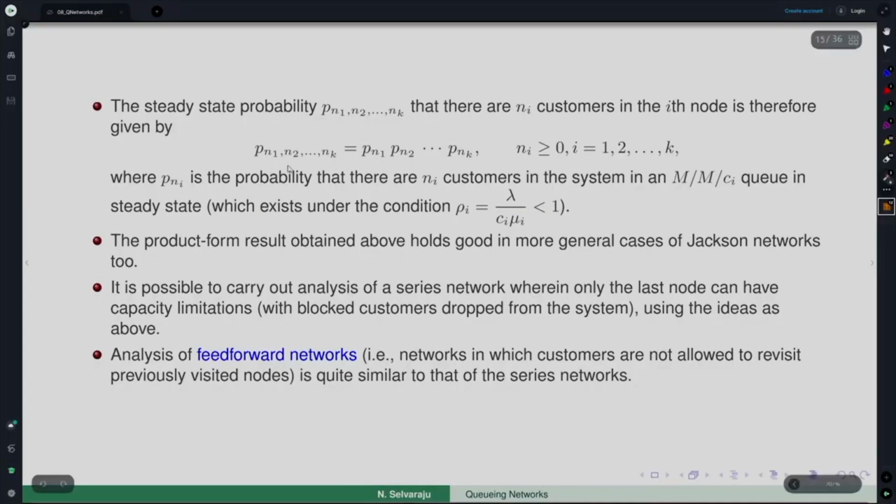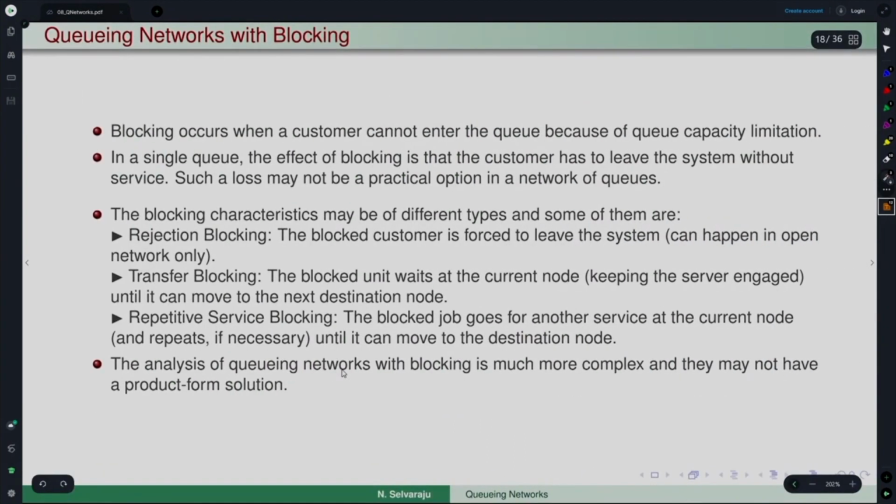Okay. So, a similar thing is possible, like we could understand how this results in the analysis from the knowledge of Burke's theorem. Similar kind of analysis can be taken forward to a feed forward network, where similar things can easily be followed without much difficulty. Okay, that is what we have seen.